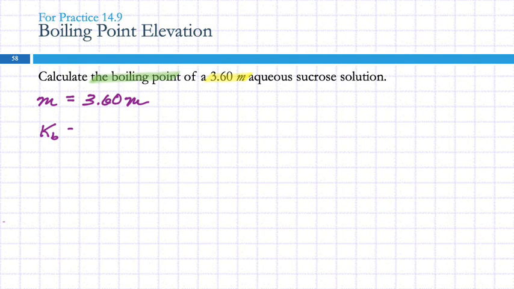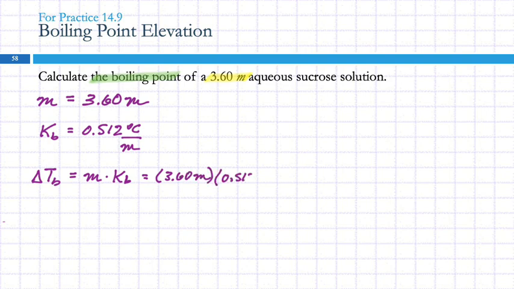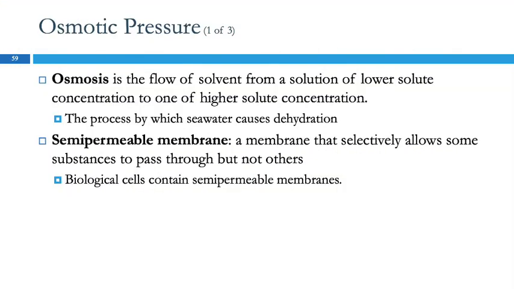KB, 0.512 degrees Celsius per molal. So change in the boiling point is the molality times KB, 3.60 molal times 0.512 degrees Celsius per molal. Okay, so boiling point elevation, freezing point depression, vapor pressure lowering.